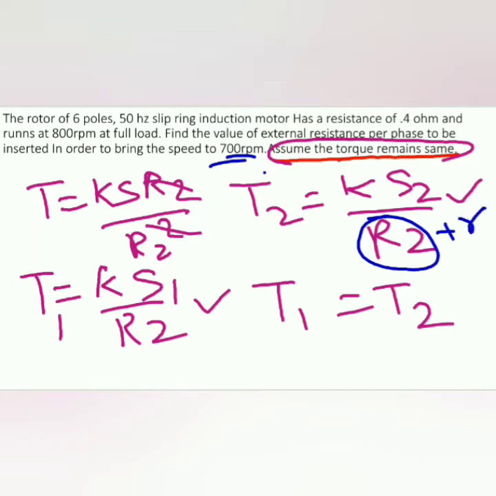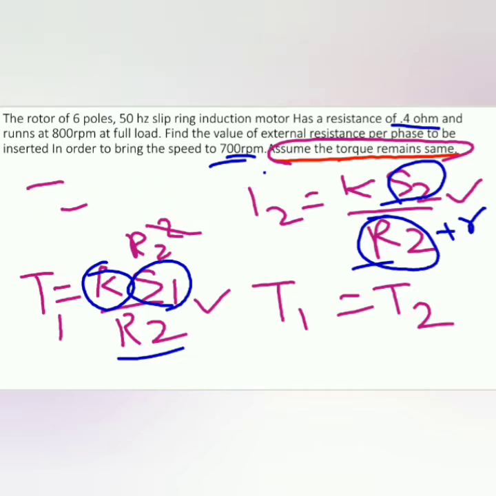So what is that? R2 is given already, that is 0.4 ohm. Now K is constant, so we can neglect it. And what do we have to find out? We have to find S1 and S2, that is the slip for both the cases. Now how do we find the slip in both cases? We know the slip formula.